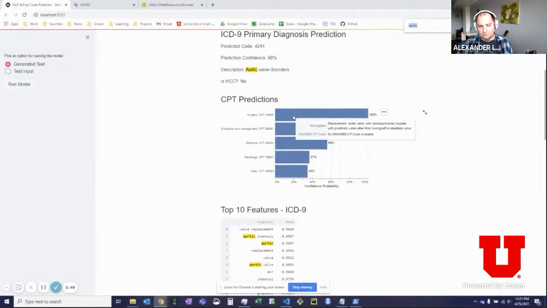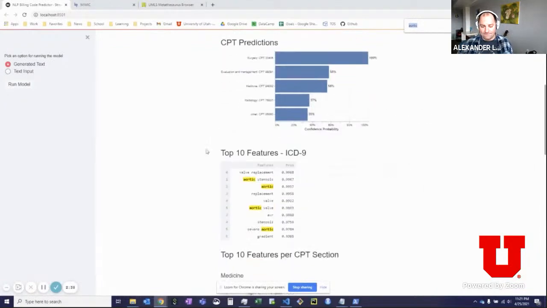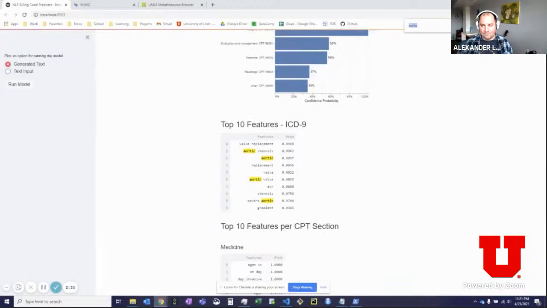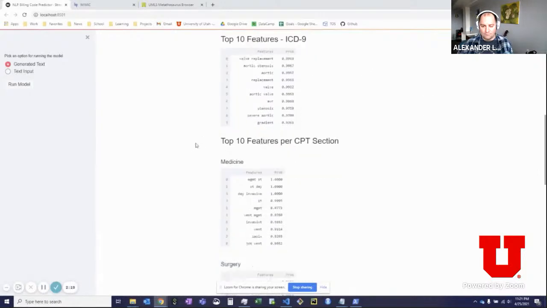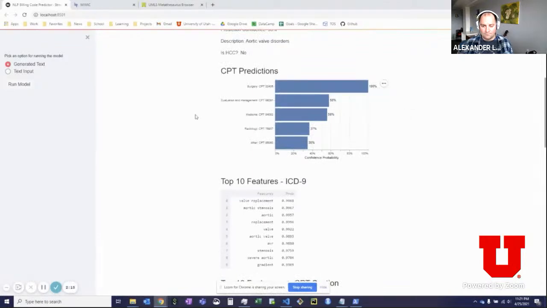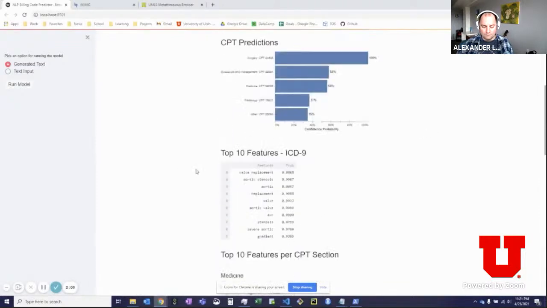Those descriptions and the crosswalk to the SNOMED CT codes are from the UMLS Metathesaurus API that is connected to as well. You can see that all these change for each one, and this is just built using Altair. If the physicians are curious what resulted in these predictions, you can see the top 10 features for the ICD-9 codes. So you can see valve replacement, aortic stenosis, and aortic were very predictive. And then if you're interested why this CPT code category was predicted, you could also go down to surgery and see those explanations as well. That's a general overview of the project.